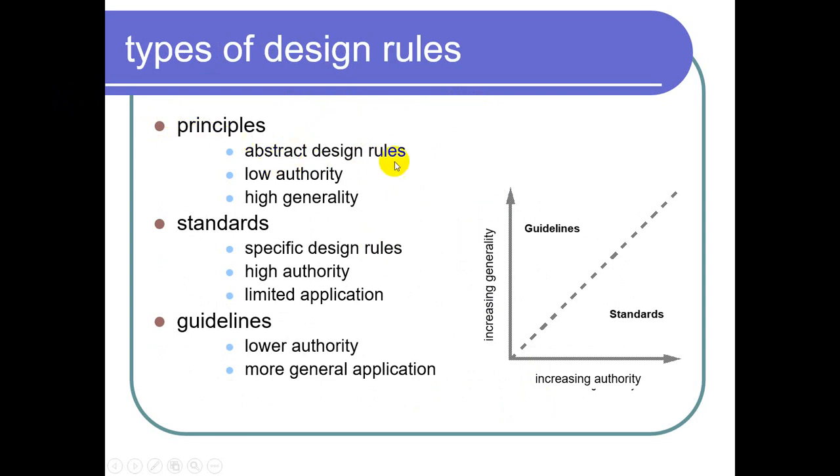Principles are abstract design rules, so there is not much detail in them, but they are design rules that guide us how to do something, and these principles are low in authority. That means we are not compelled to apply them. If we want to, we can, and if we do not want to, we can leave those. And the third thing is that they are high in generality. That means they are more generalized, generic. So principles are more generalized or generic. They have low authority and they are abstract design rules, not detailed.